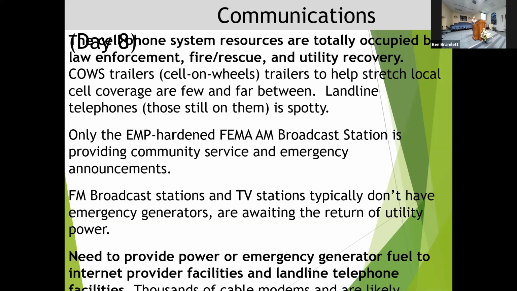We really need to get power and emergency fuel and generators to the internet provider facilities and the landline facilities, because everything works on communication. Everything depends on communication.